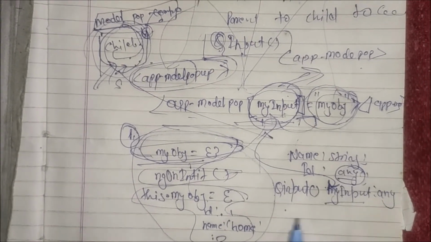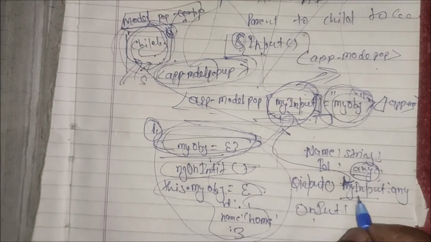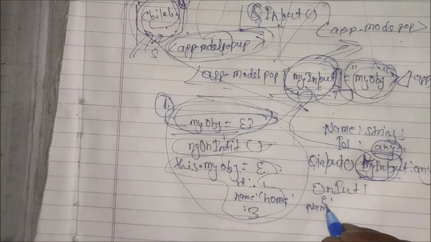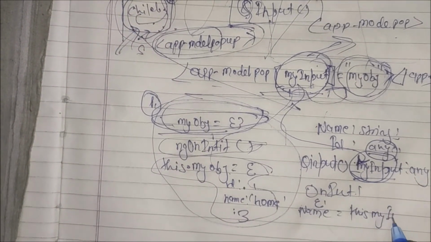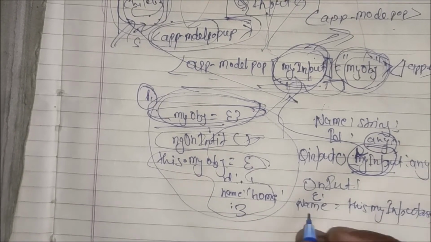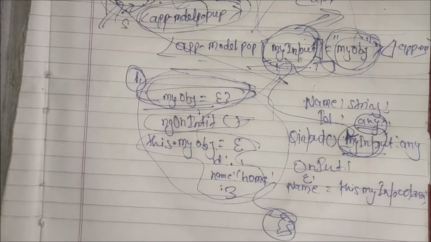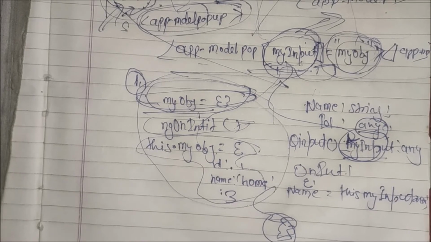You can see here on ngOnInit page load we can get the value of this one and set the name value. Name is equal to this.myInput.name. You can get it like that, similar to the id value, and this is the whole process. And further we will discuss this practically.